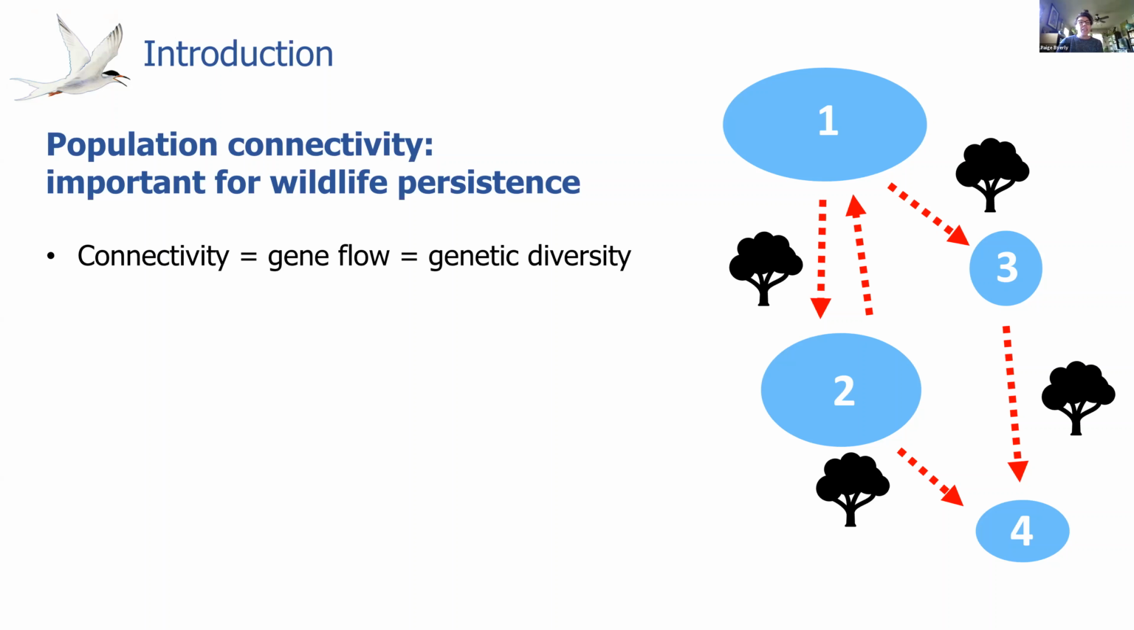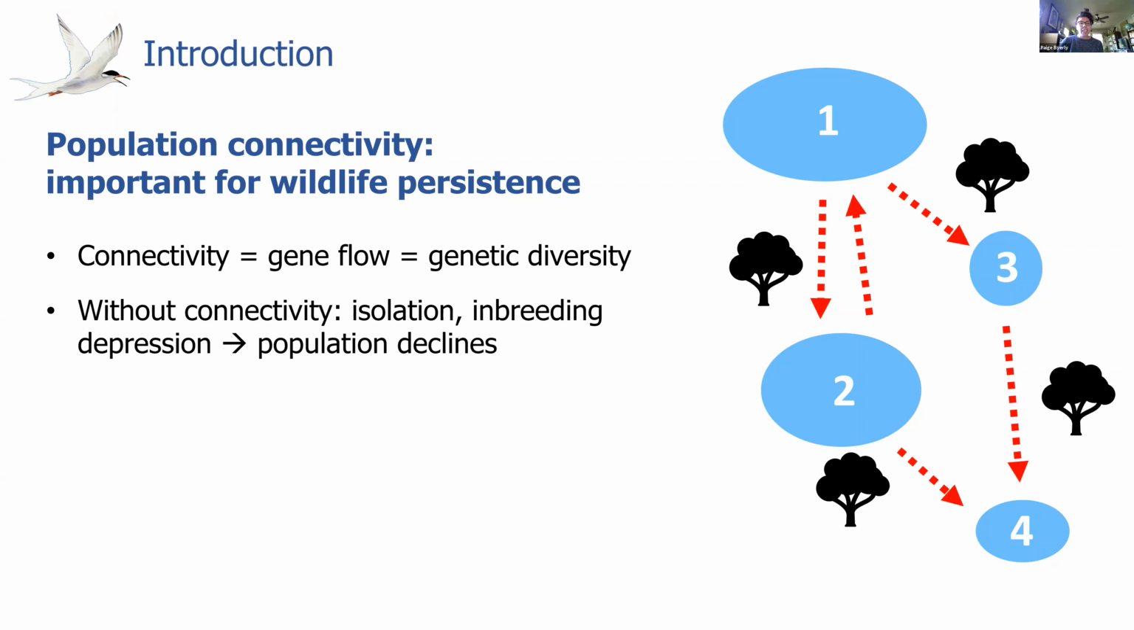And when this connectivity among populations is severed, populations can become isolated, they can lose the evolutionary potential. Smaller populations can become subject to inbreeding depression, and all of this can contribute to population declines. So maintenance of connectivity is very important. Here on the right, we have this classic metapopulation matrix where we have 4 breeding populations of varying sizes and with uneven or asymmetrical rates of gene flow among them.